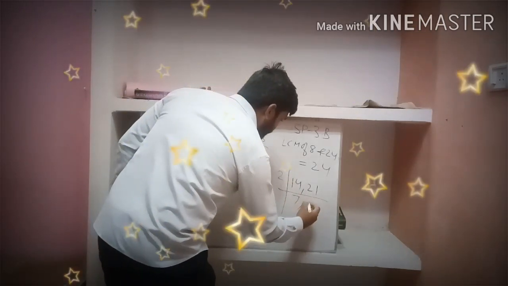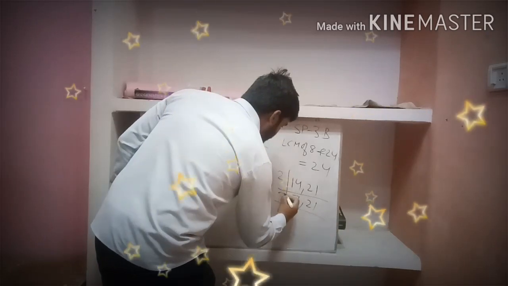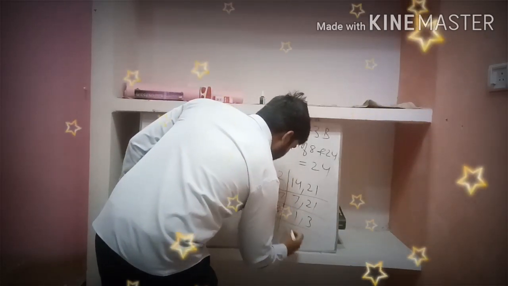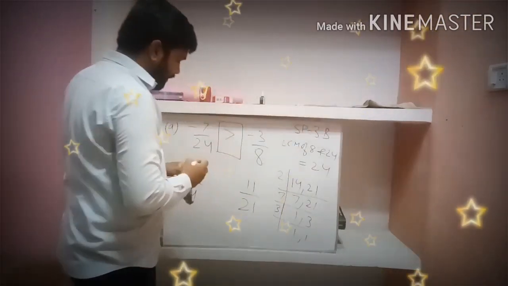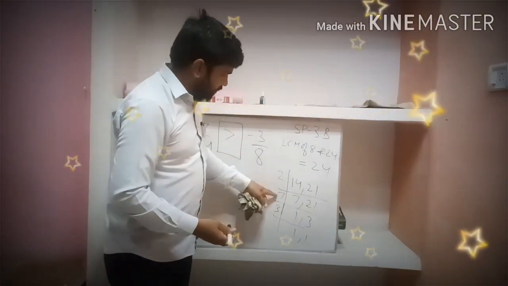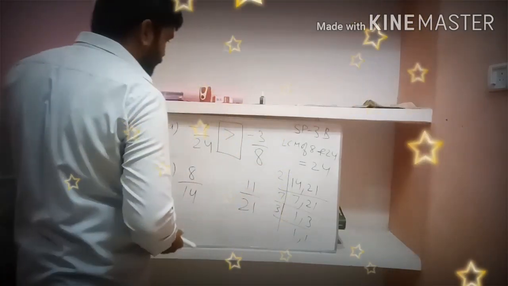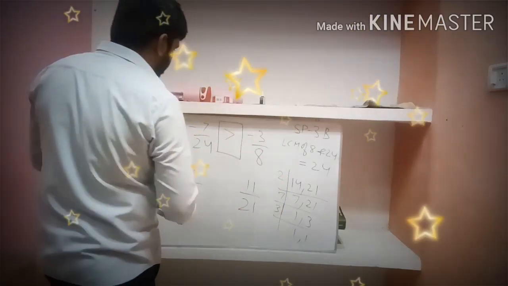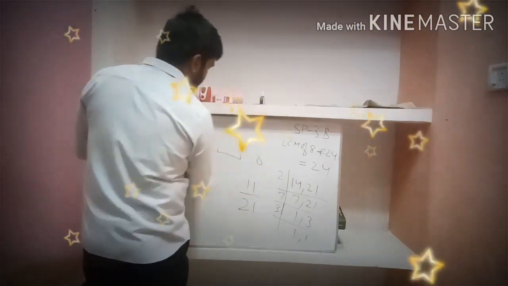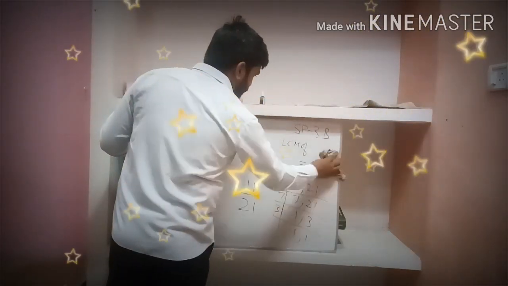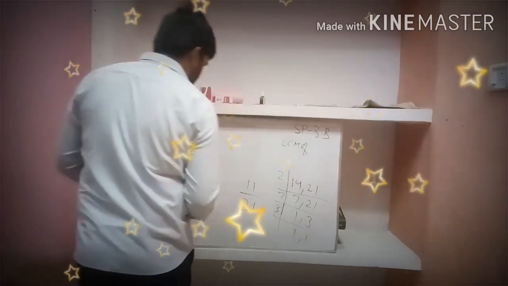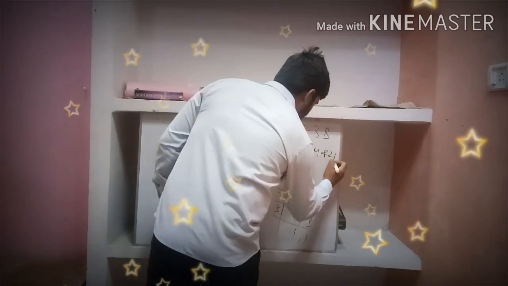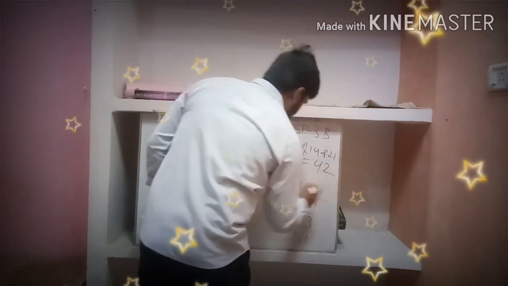2 sevens are 14, 21 is not divisible. Now 7 ones are 7, 7 threes are 21. Now 3 ones are 3. So what is the LCM? 2 sevens are 14 and 14 threes are 42. So what you are going to get as the LCM? 42. So here we got the LCM 42. So the LCM of 14 and 21 is equal to 42.